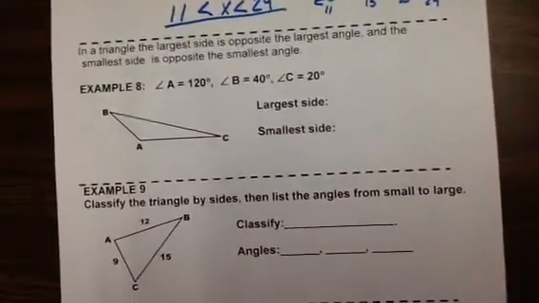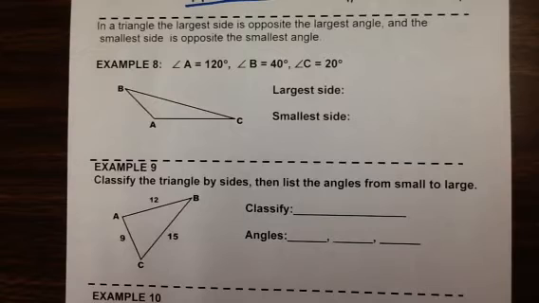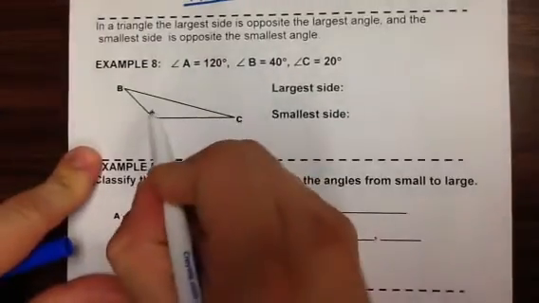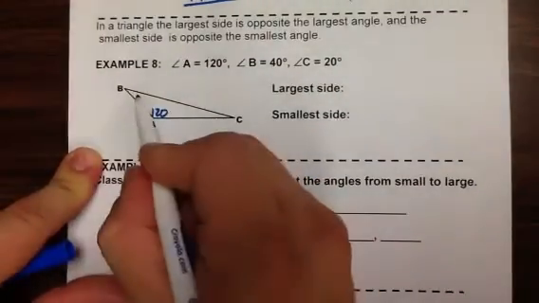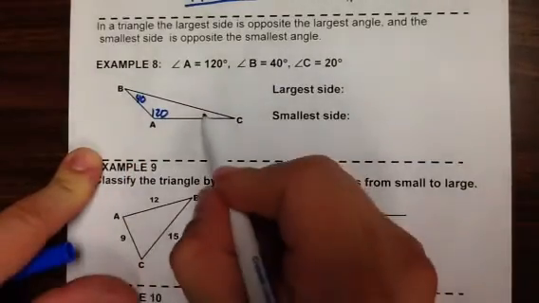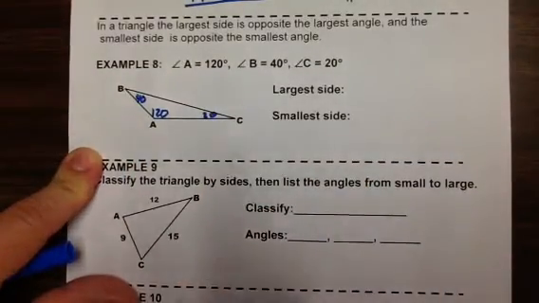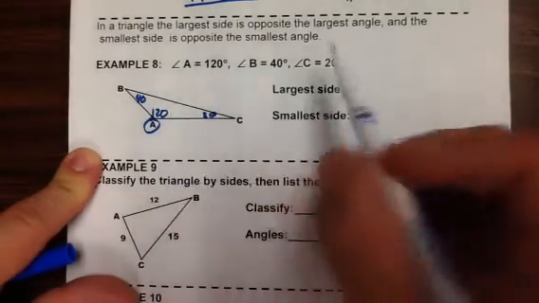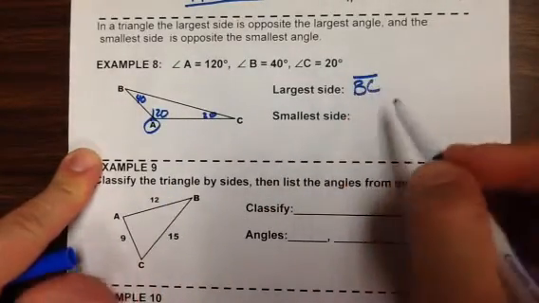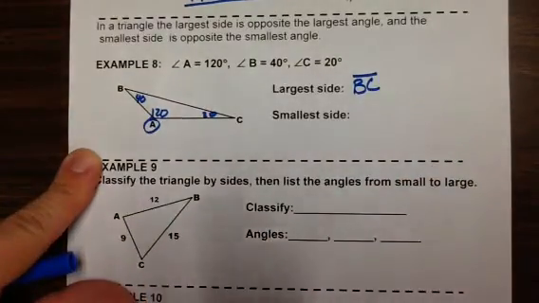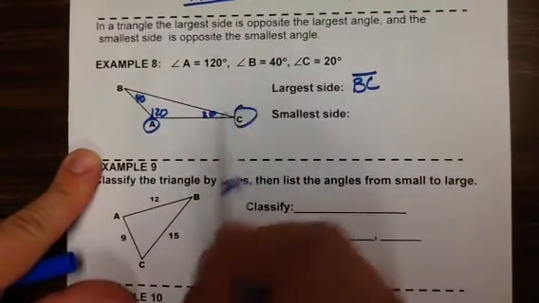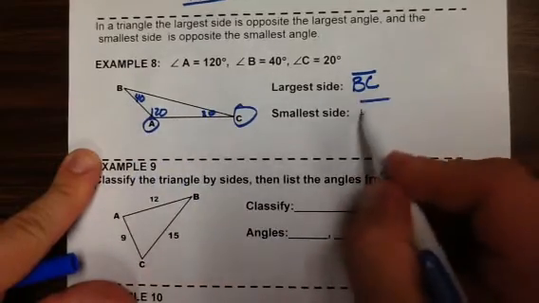So let's look down at the next piece of our puzzle. In a triangle, the largest side is opposite the largest angle, and the smallest side is opposite the smallest angle. So right now, angle A is 120, angle B is 40, and angle C is 20. So the largest side would be across from the largest angle. My largest side would be segment BC. The smallest side would be across from my smallest angle, which would be segment BA.